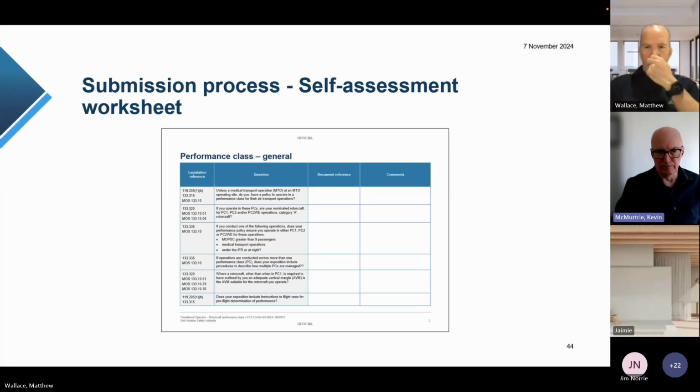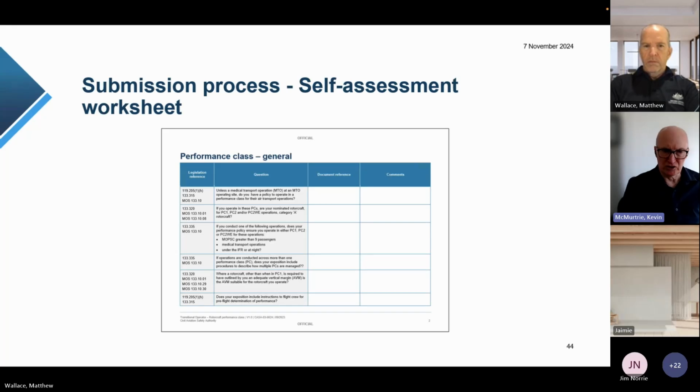Each worksheet contains a legislation reference of the particular regulation that's applicable to Performance Class 3, and then a compliance question that you read, and then you provide your manual reference of where that's contained in your exposition or operations manual, and any other comments if necessary. You may have a particular compliance requirement in maybe more than one area, or in electronic form or something like that.